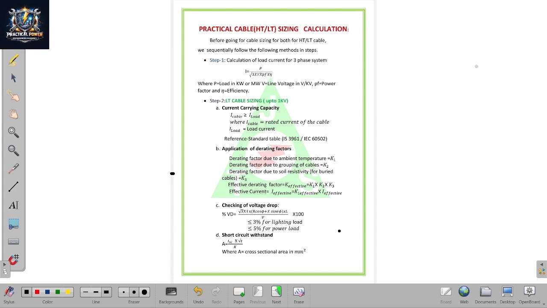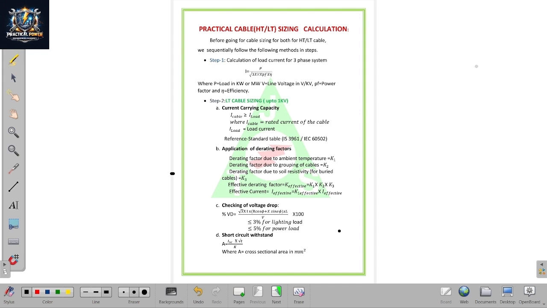And then after that, we'll go separately for LT cable as well as HT cable. First, for LT cable, you see, first is the current carrying capacity. You have to know what the current carrying capacity is.